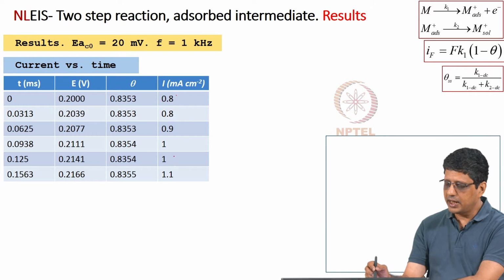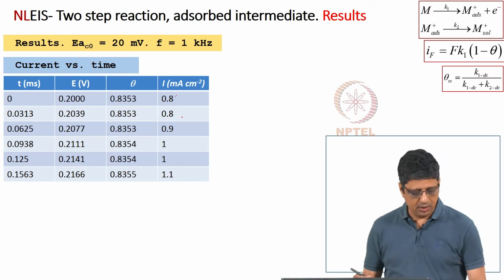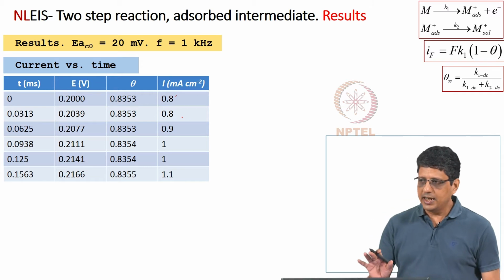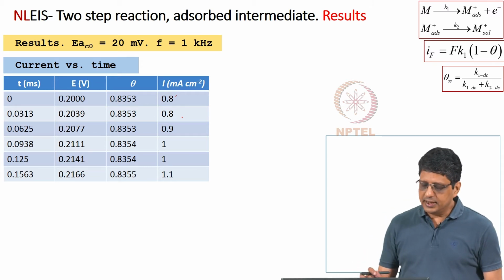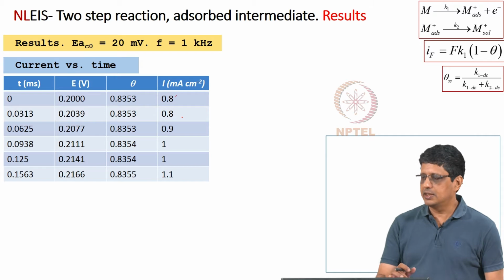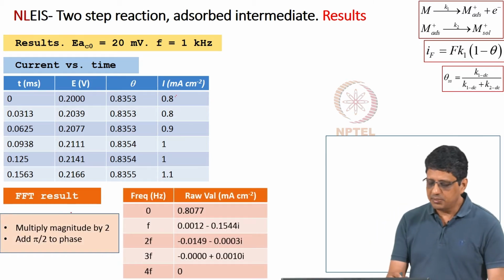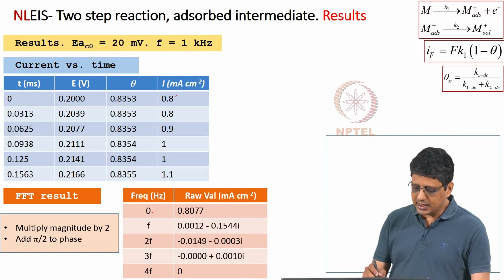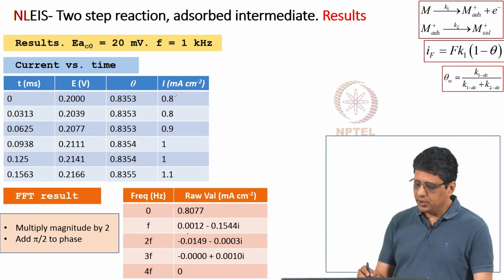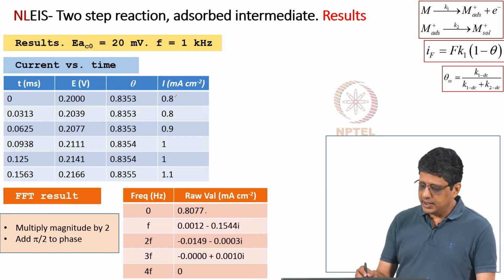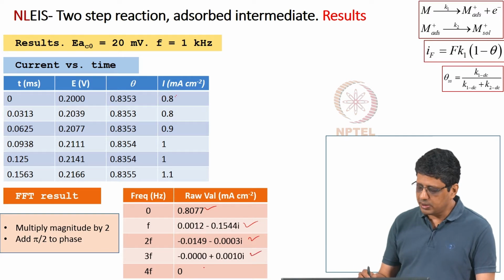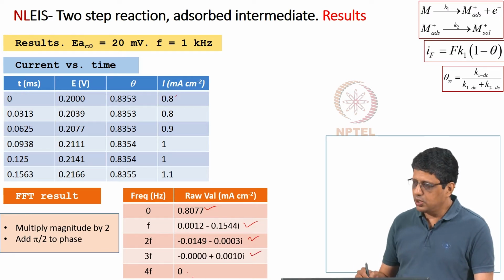These numbers are not identical, 0.8 and 0.8, these are actually slightly different, but you get the idea. Now, take this current and the time interval, this is the sampling interval, and subject it to Fourier transform. Once I subject it to Fourier transform, I will get results like 0, f, 2f and so on. This is the raw value, it is a DC, this is a complex number, this is also a complex number, this is also a complex number. After 4f it is going to be 0.